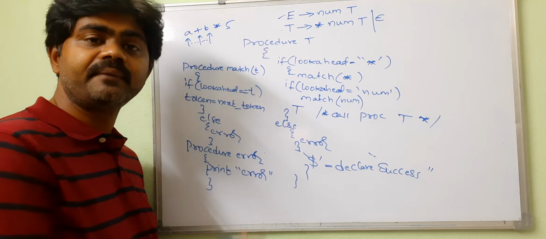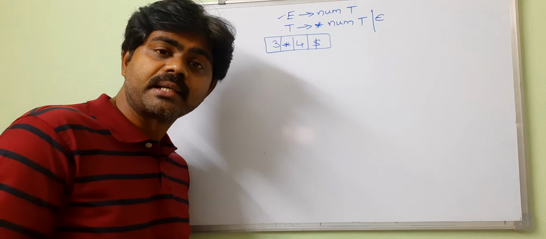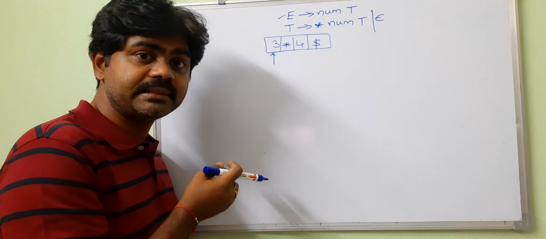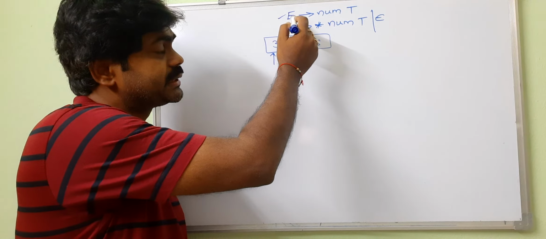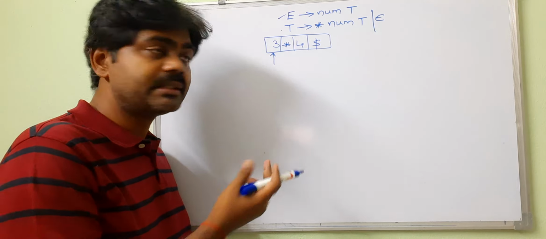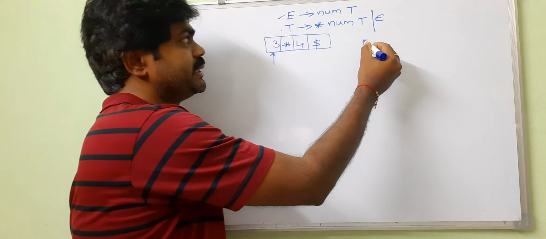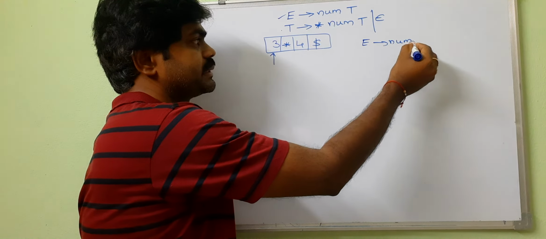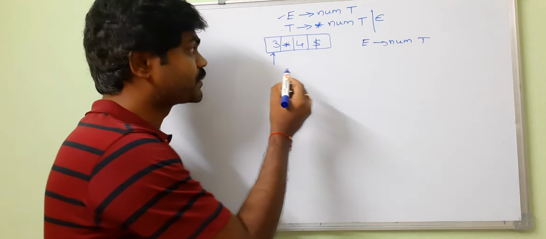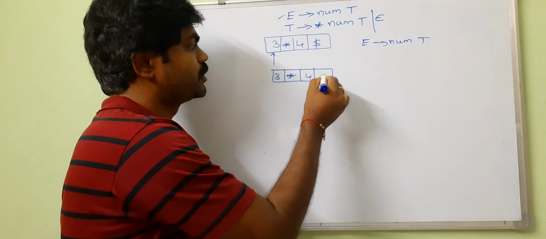We'll process by using an input. So I will take an input 3 into 4 dollar. Okay. So my look ahead pointer will process at 3. So 3 is a number. So what production we have? Our input string is starting with a number. So the first one we have E tends to num T, and here we got number. So write E tends to num T. Okay. Now my look ahead pointer moves to the right hand side. So 3 into 4 dollar.